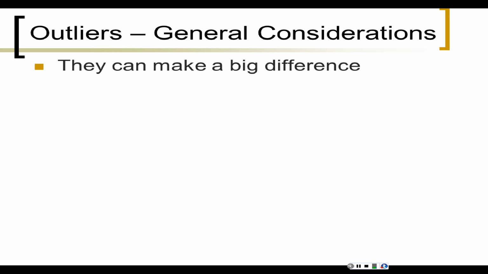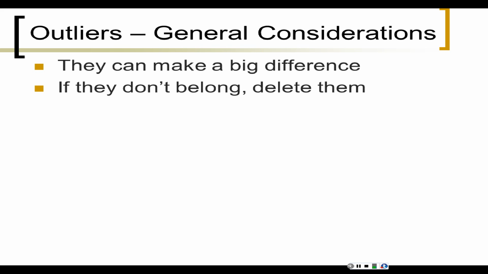Now in general, beyond this class, let's just consider that outliers can sometimes make a big difference. That's why we rerun the analysis with and without the outliers, to see how much of a difference they're making. If the outliers don't belong, then we delete them. But making that decision of whether they belong, that's beyond just statistics. The statistics can help you decide that sometimes, but sometimes they can't.